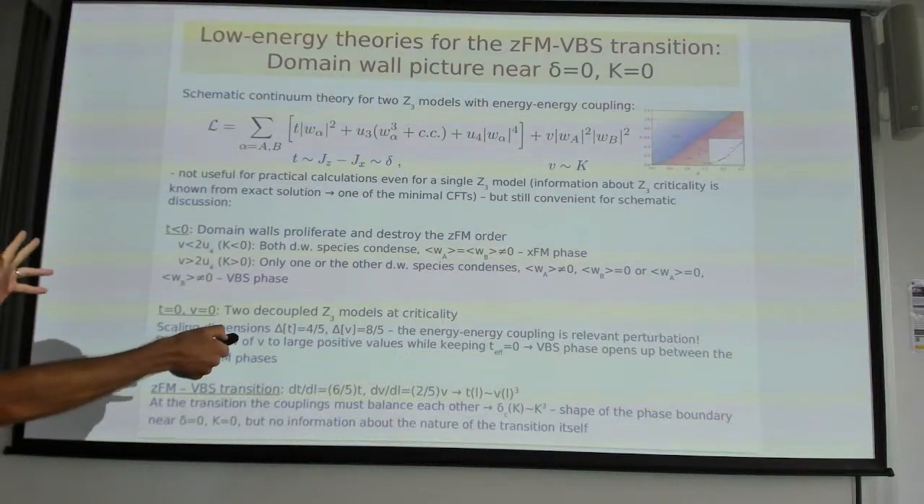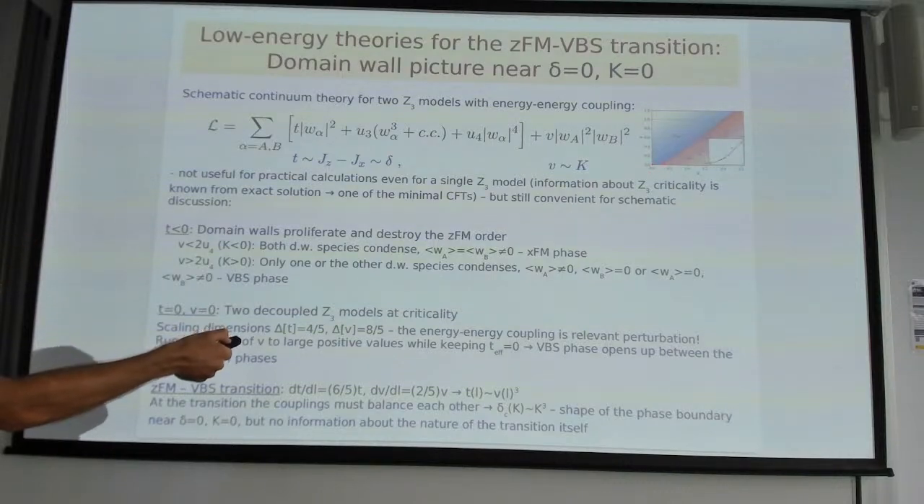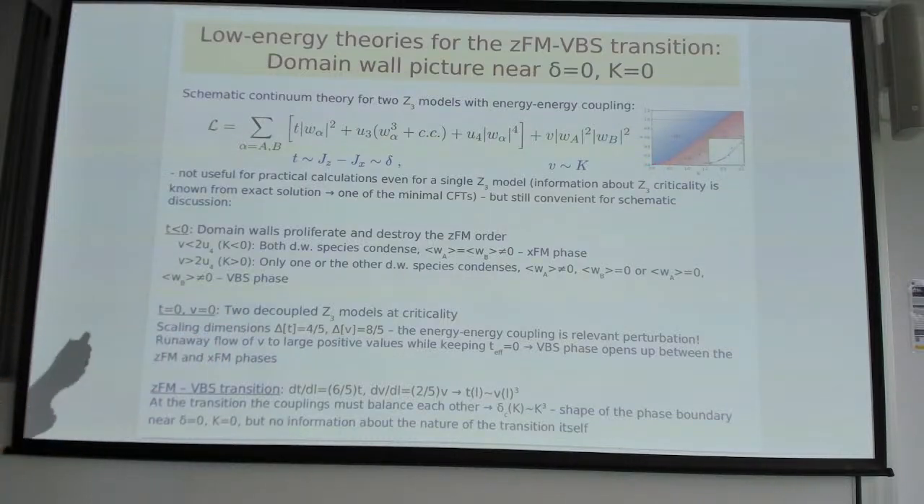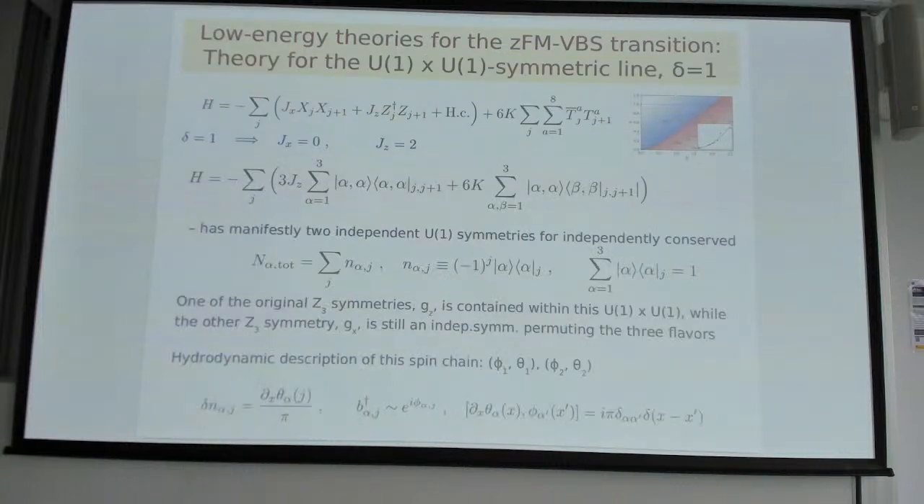It was accessible for the Ising model because the energy coupling was very marginal, and the result of having it was actually a line of continuously varying exponents, which we analyzed by non-perturbative means. Here we do not have anything like that.